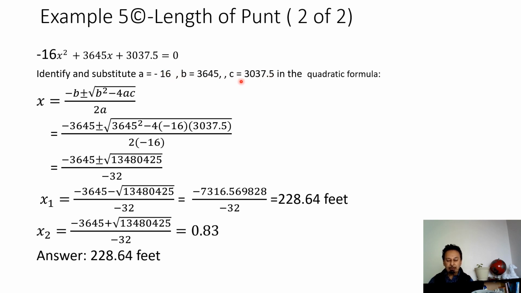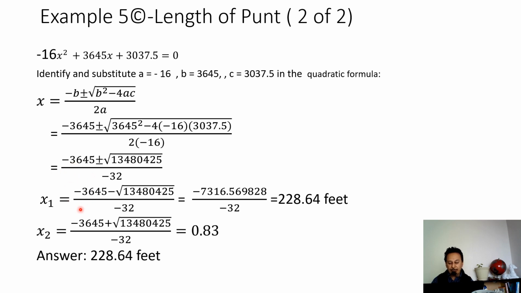So we substitute these values in the quadratic formula, x equal to negative b plus or minus the square root of b squared minus 4ac, over 2a. So it becomes minus 3645, plus or minus the square root of 3645 squared, minus 4 times minus 16 times 3037.5. Simplifying this, it comes out 134,804.25, and 2 times minus 16 becomes minus 32. So this we just type in.